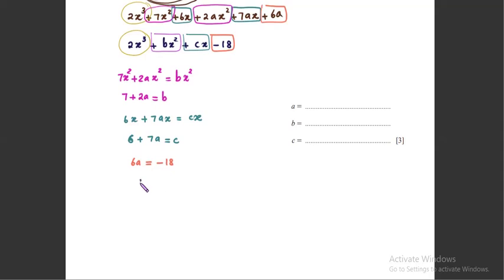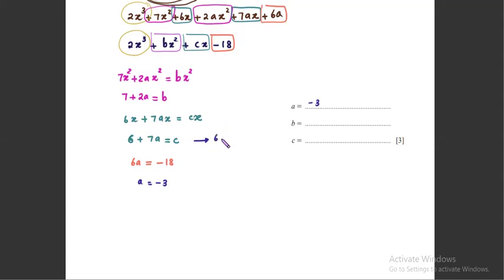When I divide minus 18 by 6, I get the value of a as minus 3. Now I know that a is minus 3. Now that I know a is minus 3, I could substitute into this 6 plus 7a, which is equal to c.